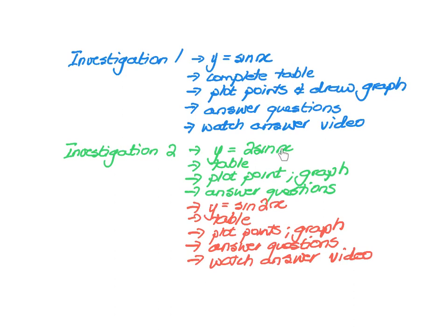Use a different color for the first part of this investigation. Y equal to 2 sine x is the function you're investigating. You have to complete a table, plot the points, draw a graph, and answer the questions. Please plot the points and draw the graph on the same axis as investigation 1. Change color again as you move through investigation 2. You go on to the function y is equal to sine 2x, complete the table, plot the points, draw the graph, answer the questions. And when you have finished both of these, you watch the answer video and correct your work.